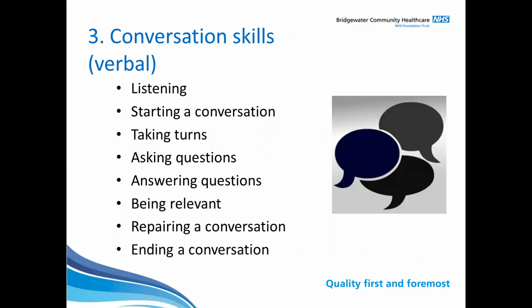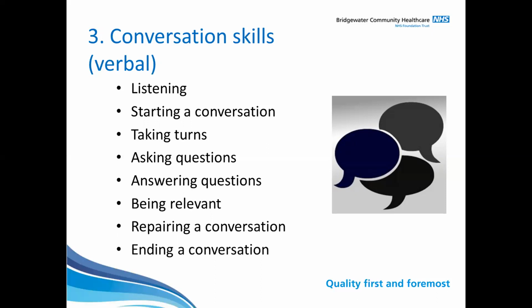The verbal aspect of social skills is used in our conversation skills. We do this through listening, which is an essential part of a conversation and ties in with eye contact, starting a conversation and ending a conversation appropriately, taking turns, asking and answering questions, being relevant and repairing conversations. So we might repair a conversation by, for example, rephrasing a sentence if another person hasn't understood it, giving further explanations, or maybe apologising for interrupting. These are all skills that we use to keep a conversation going, and difficulties can occur at any point, which can cause a breakdown in conversation skills.